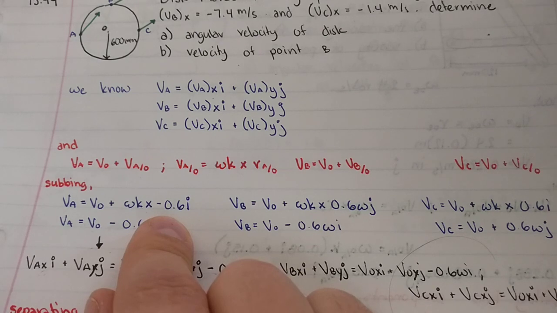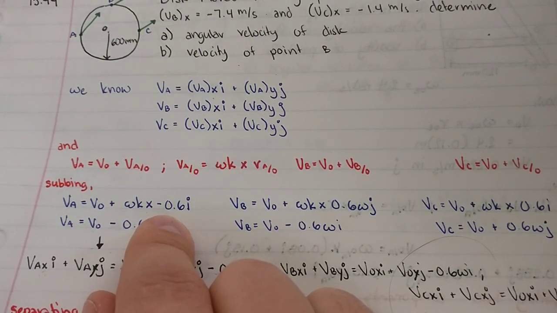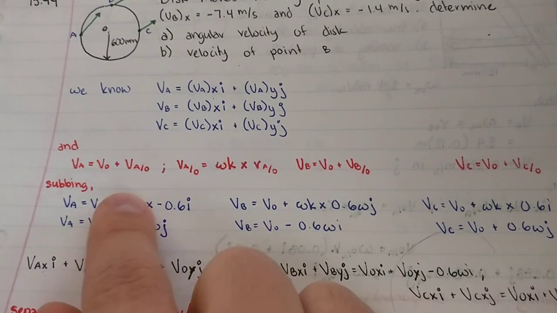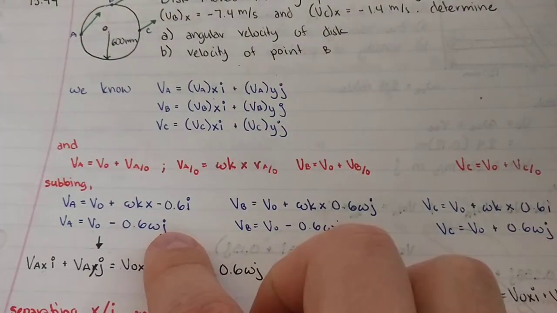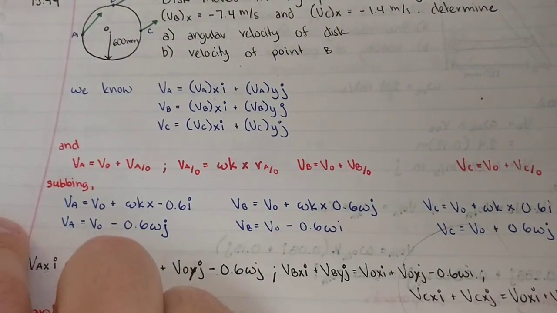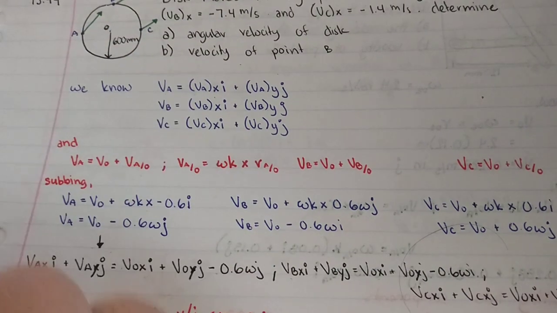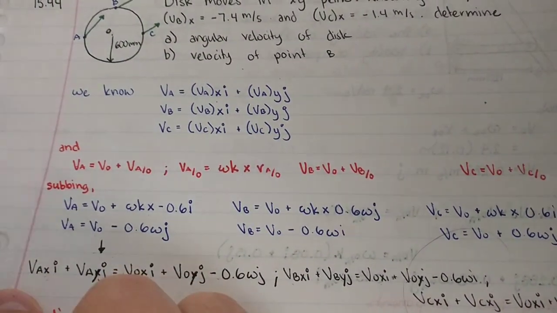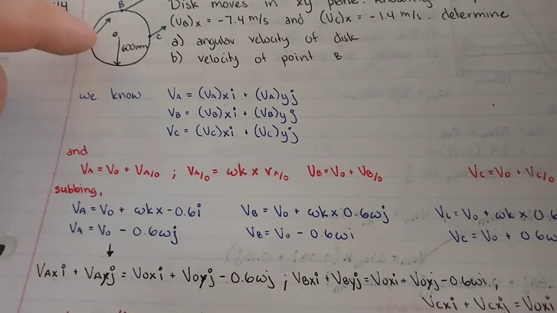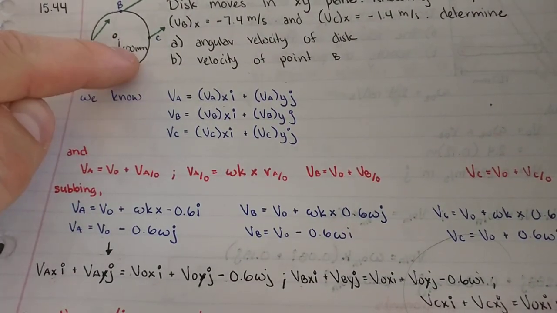cross negative 0.6 i. Sorry, that x was confusing. That's a cross. Omega k cross negative 0.6 i. And what is that saying here? What we're saying is that's d sub 0, and the angular velocity here crossed with the radius here, that's 600 millimeters.